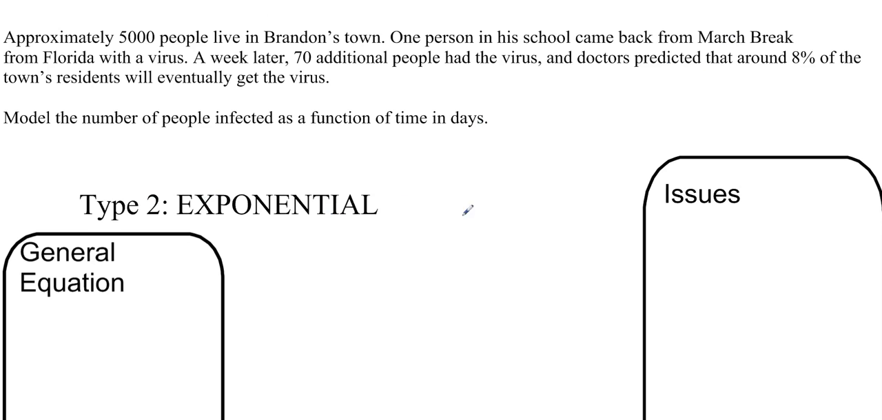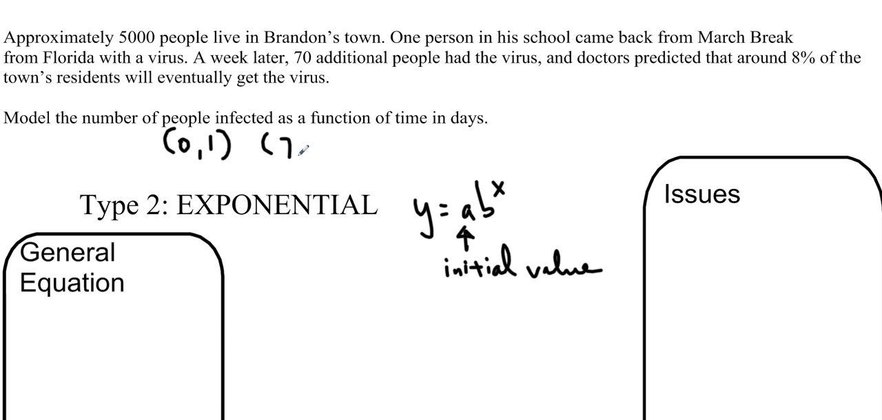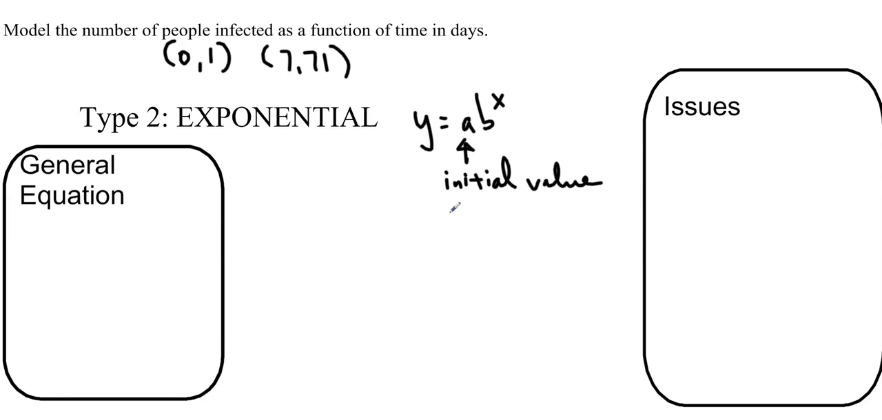So using the exponential function, which we would say is y equals ab to the x, where a is going to be the initial value. So we're using the same points here. We've got 0, 1 and 7, 71. It's the same exact question. I'm not going to read it again for you. So we know the initial value a is equal to 1, and so we're going to have to figure out what b is. So let's fill that in.